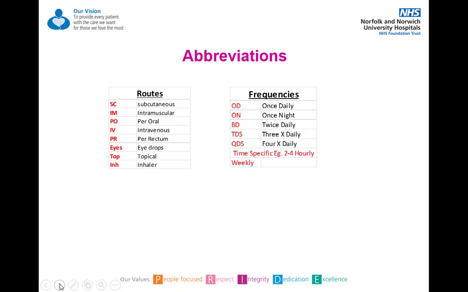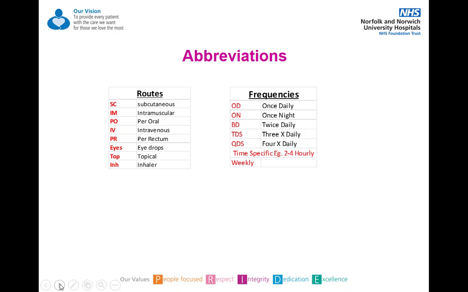Now, if the patient's prescribed eye drops, the prescriber should also write which eye the medication is to be administered in, and if it's both eyes, should quite clearly state both eyes. Your topical medications, things like your patches, your creams and ointments, and again, with your creams and ointments, there should be written where the cream and ointment is to be applied. And your inhalers, so INH.